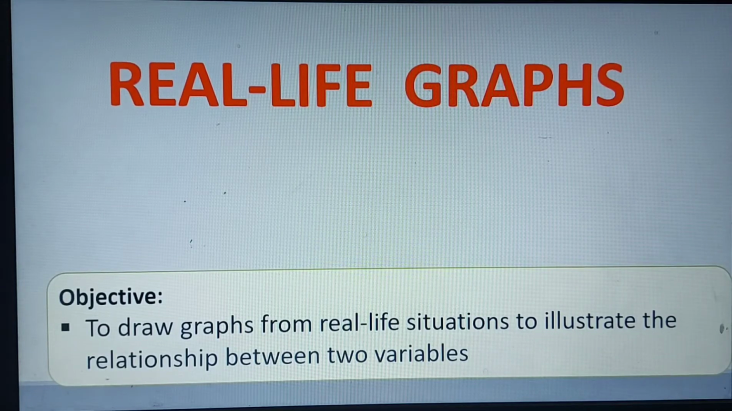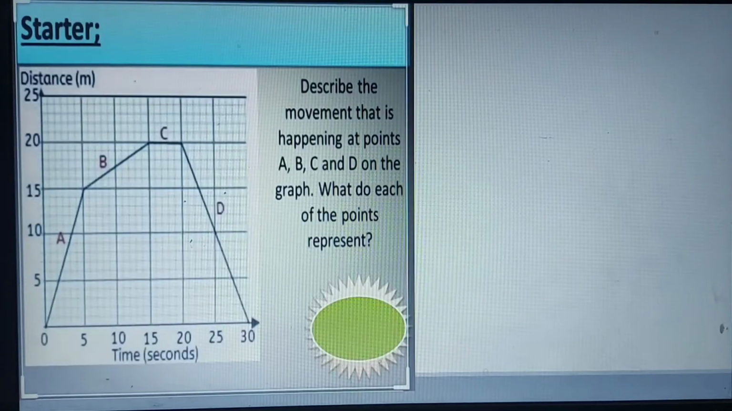Today, our objective is to draw graphs from real-life situations to show the relationship between two variables. So here is a starter. We have a distance time graph shown. Imagine you are asked to describe the movement that is happening at points A, B, C, and D on the graph. What do each of the points represent?